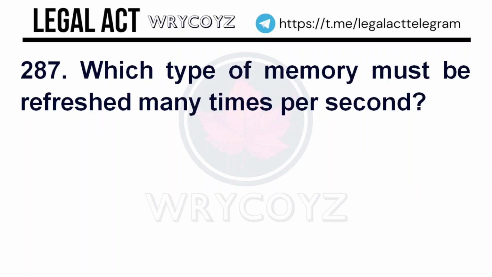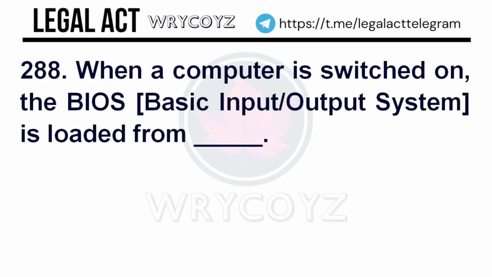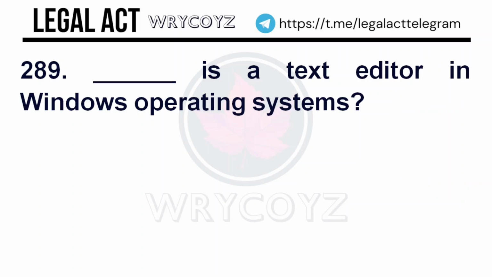287. Which type of memory must be refreshed many times per second? The answer is dynamic RAM. 288. When a computer is switched on, the BIOS, that is basic input output system, is loaded from dash. The answer is ROM. 289. Dash is the text editor in Windows operating systems. The answer is Notepad.